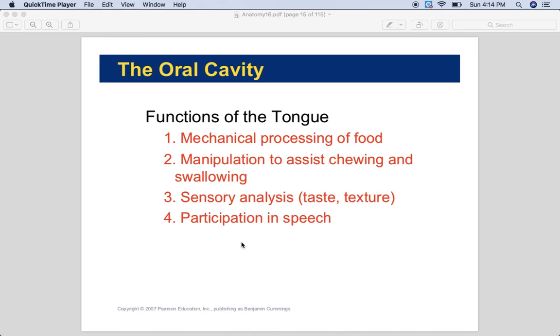Obviously, taste and texture. Some people have real texture issues. I know there are a lot of people that don't like pudding or don't like Jell-O, things along those lines. I know people don't like bananas because of the texture. That all has to do with your tongue.